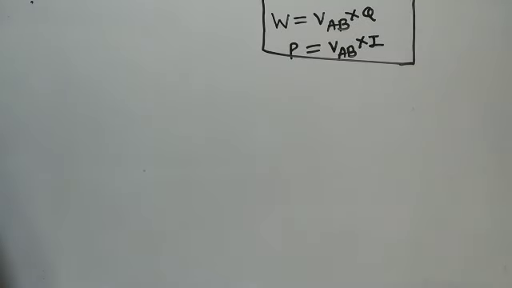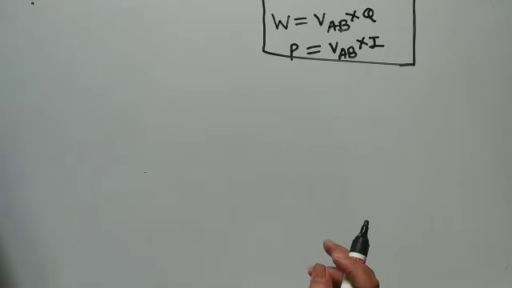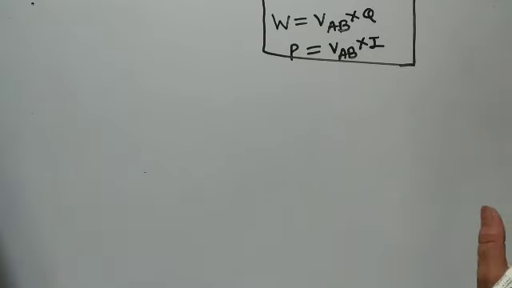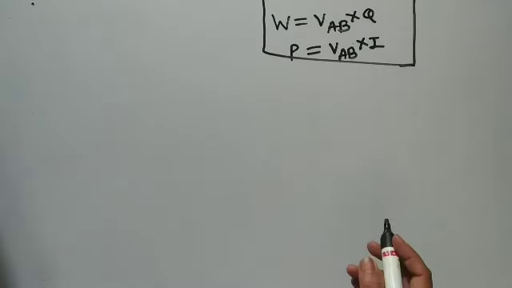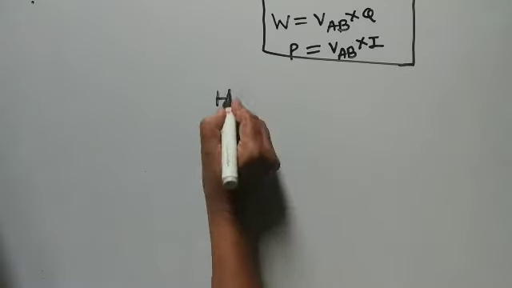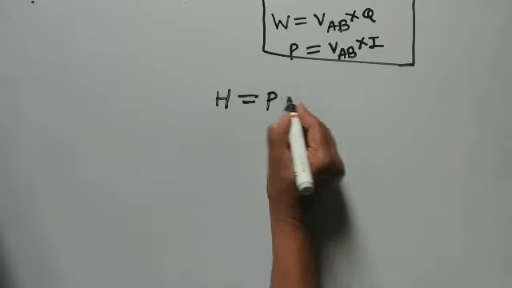Now we have to find the current and potential difference. For finding this, I am solving it with two methods. In your textbook, they combine two methods and give the answer, which may be a little confusing for you, so I am writing this separately. Observe this now. H is equal to P into T.